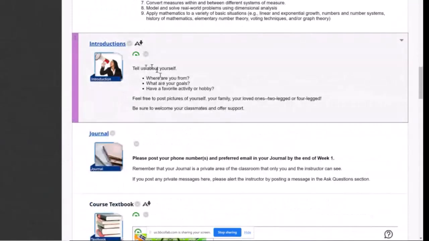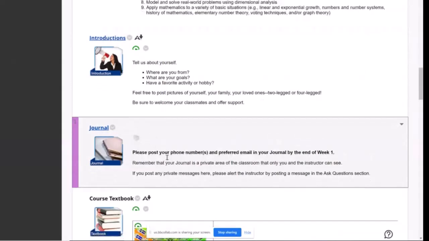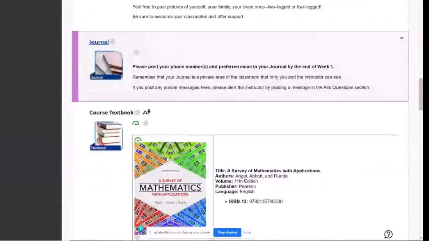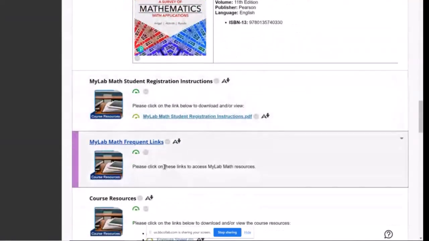Here's the introduction. This is where you can tell me about yourself. This is the journal. This is where you put your phone number. Nobody can see anything in here but me. That's right. Okay, perfect. Now, you can read through this, but the easiest way, I'm going to show you how to do the easiest way.